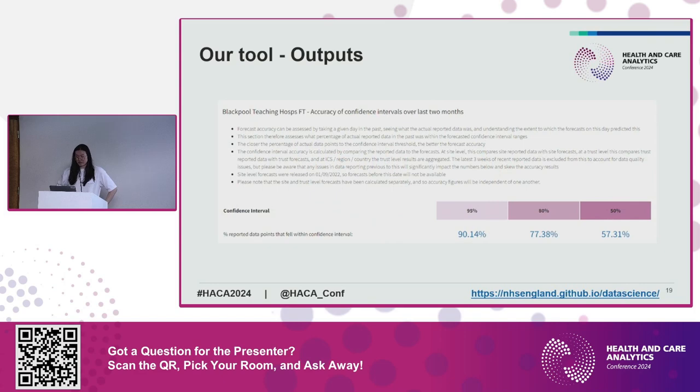We also have other breakdowns in the data. So, for example, when a forecast has been made and then we get the real data, we want to look at the confidence intervals to see how many of those reported data points actually fall within the confidence interval that we're forecasting. So we're expecting 95% of those reported values to be within the 95% confidence interval.